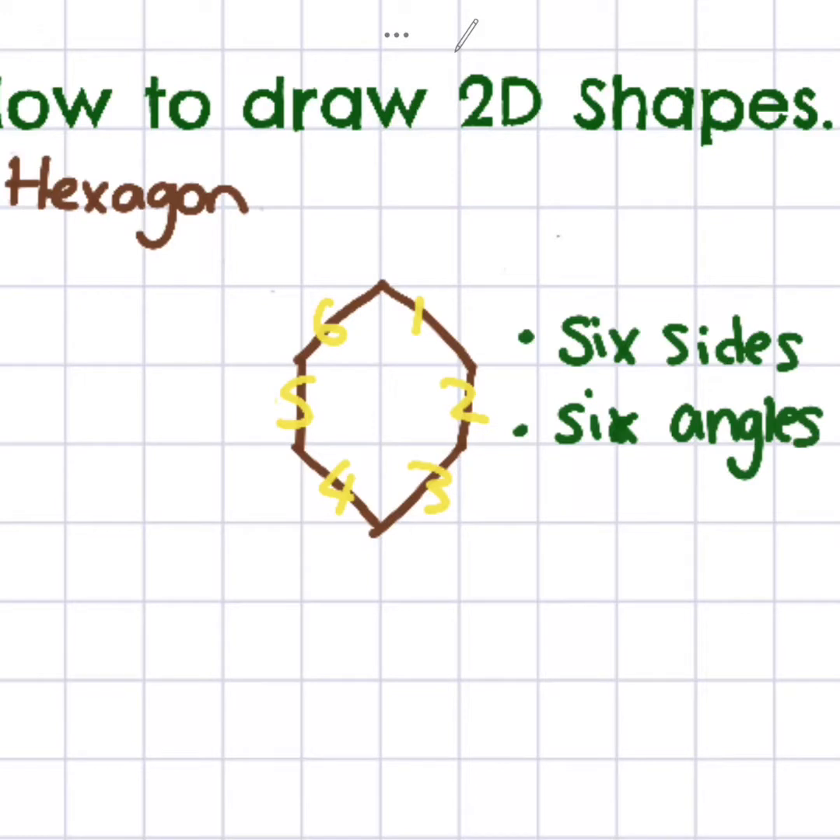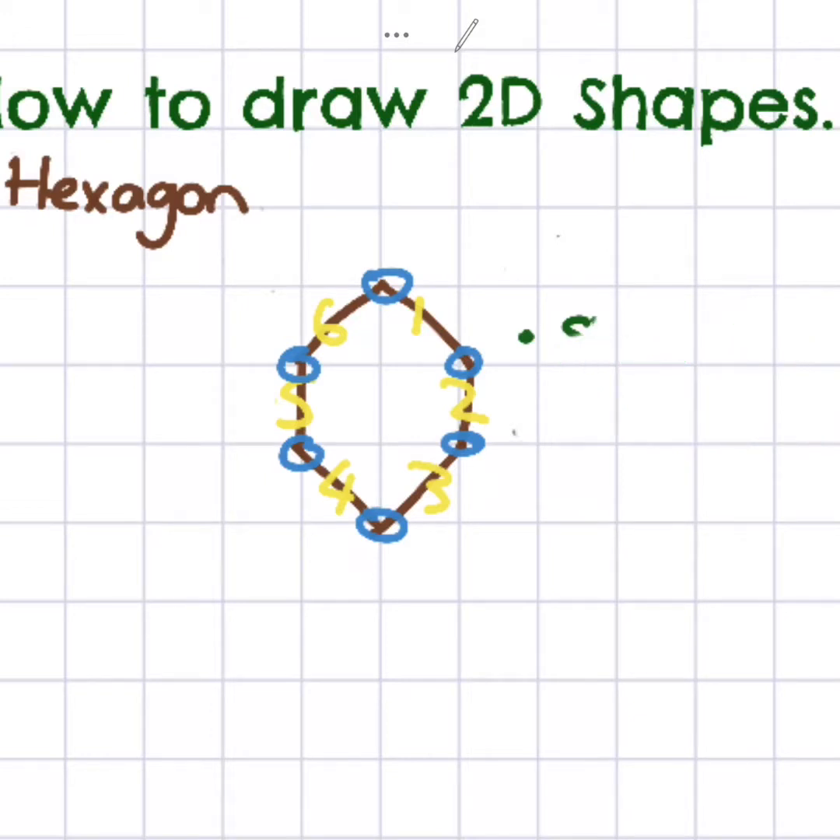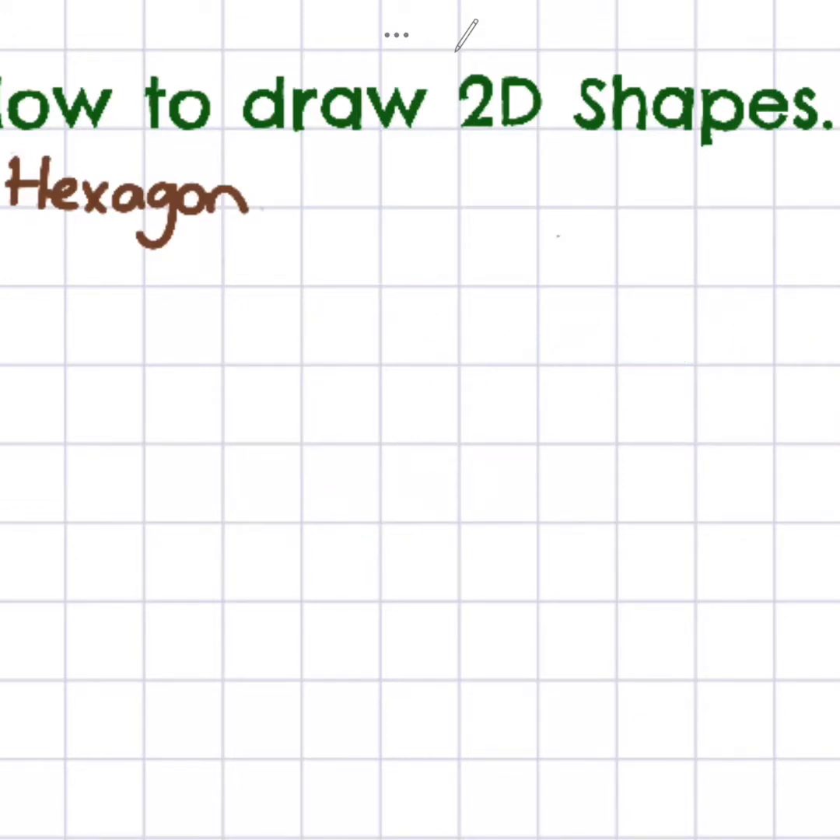And let's have a look at where those are. 1, 2, 3, 4, 5, and 6. So remember, triangle on the top, rectangle in the middle, triangle on the bottom. All right, let's have a look at the last one I want to show you, and that's an octagon.